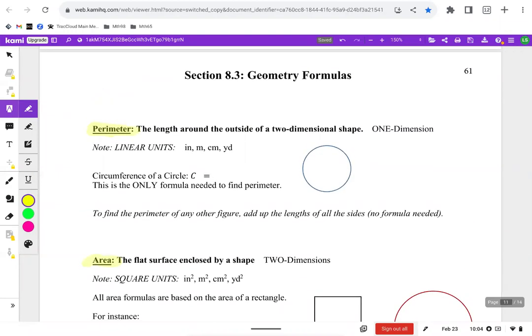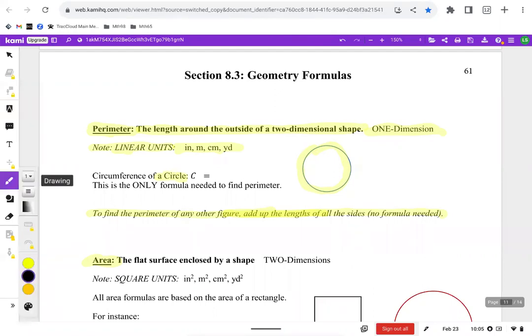So if you're looking at perimeter, you're looking at the length around the outside of a two-dimensional shape. This is a one-dimensional measurement. You are just measuring the outside. And so these are going to be linear units with no exponents, for instance, inches, meters, centimeters, or yards. To find the perimeter of almost every figure, we don't need a formula. We add up the lengths of all the sides. The only time we can't do that is with a circle, because a circle doesn't have sides. It's a curved shape. And so we need to have a formula.